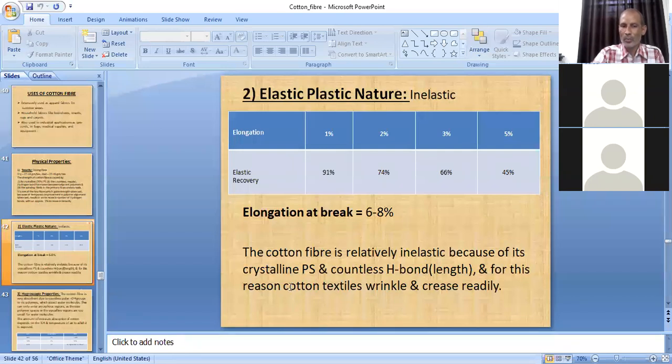Why are they inelastic? Because of the crystalline polymer system and countless hydrogen bonds. The more bonding there is, the more interpolymer forces of attraction there are, and then it cannot be displaced easily. The crystalline structure prevents the displacement, and the interpolymer forces of attraction provide cohesiveness. If they cannot be displaced easily, it means they cannot be elastic. They are inelastic. So this is the second important property of cotton fiber.